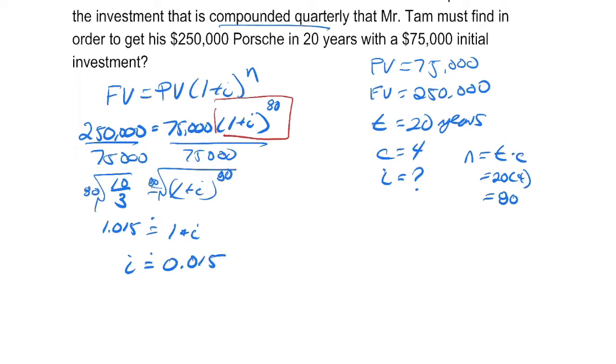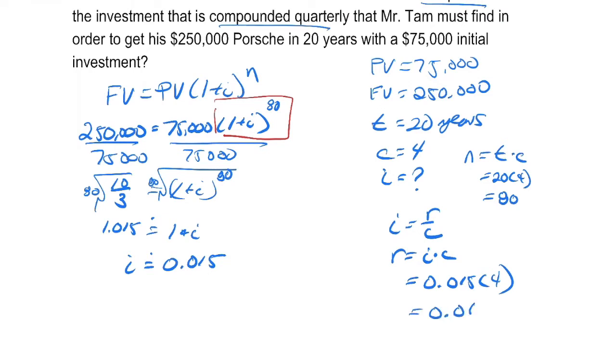So this is not the interest rate per annum. This is just the interest rate per interest payment. So remember we had this other formula where i is equal to the rate divided by c. So in this case, r is going to be i times c. So here the interest rate is 0.015, and we're getting paid 4 times a year, so that's times 4. So here, r is going to be 0.06.